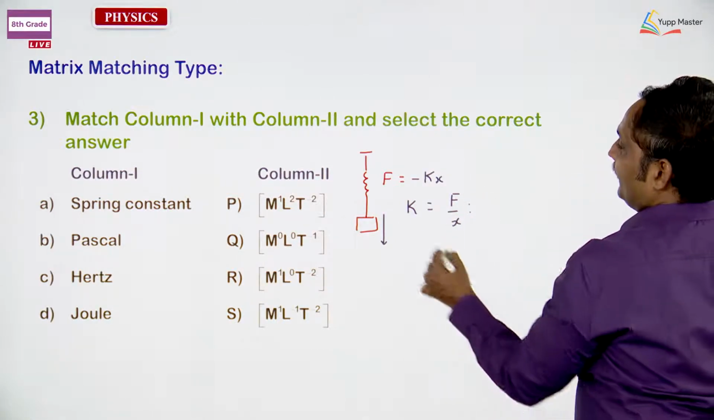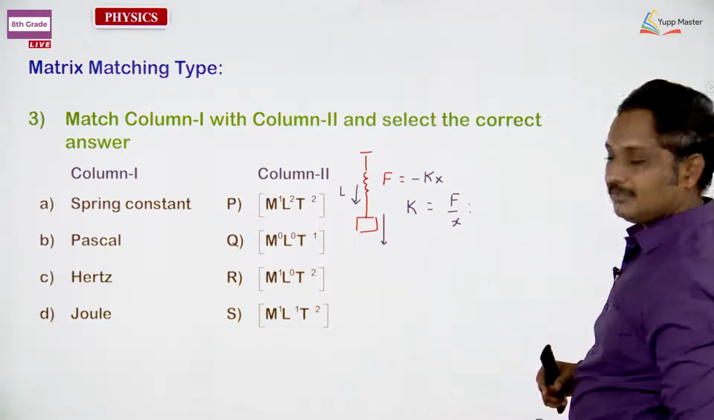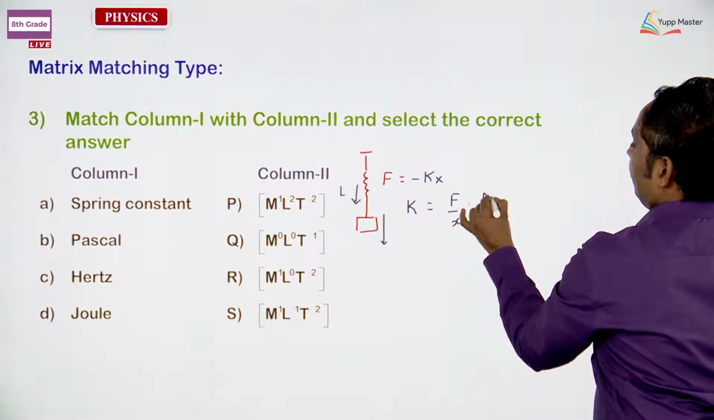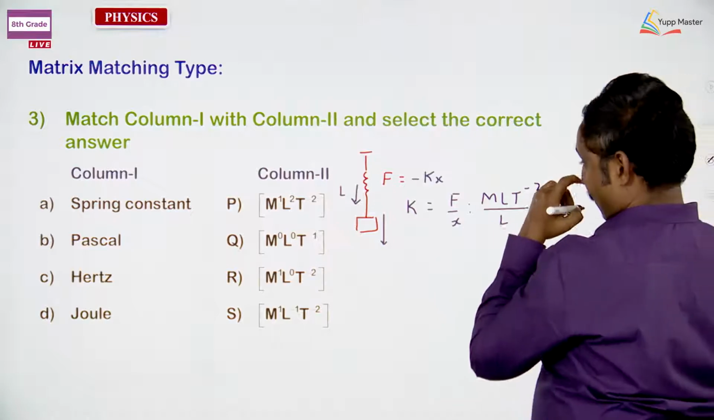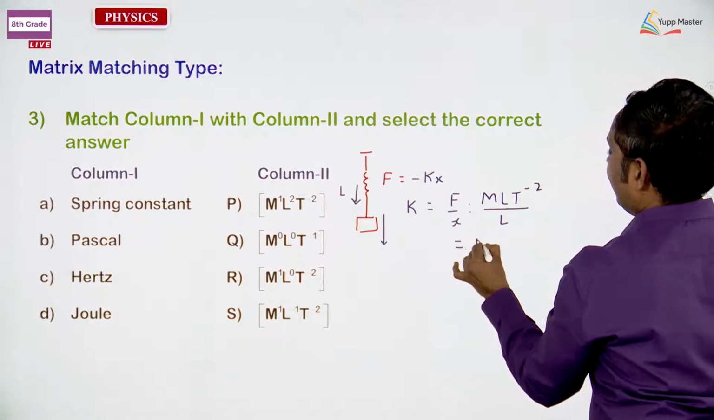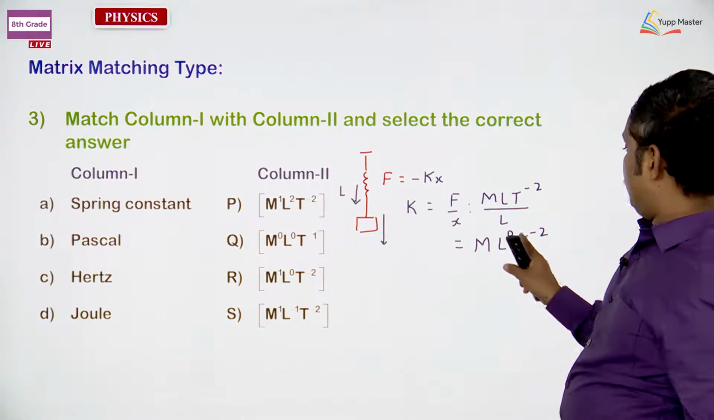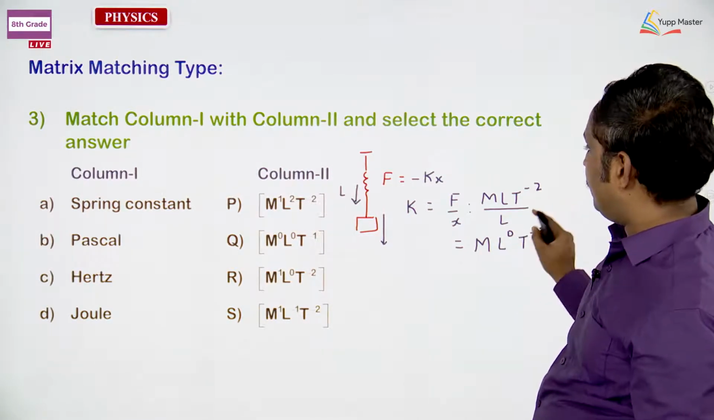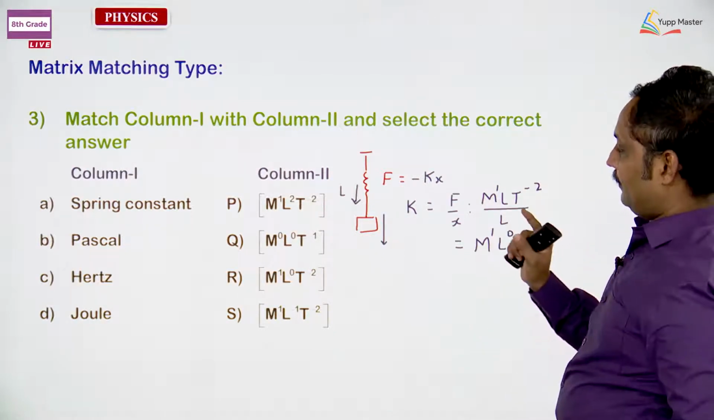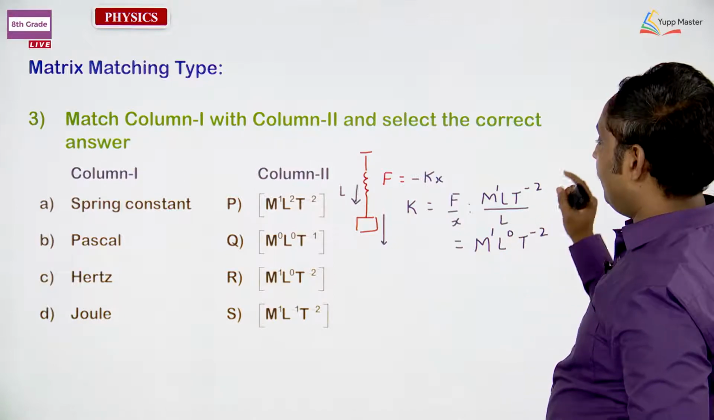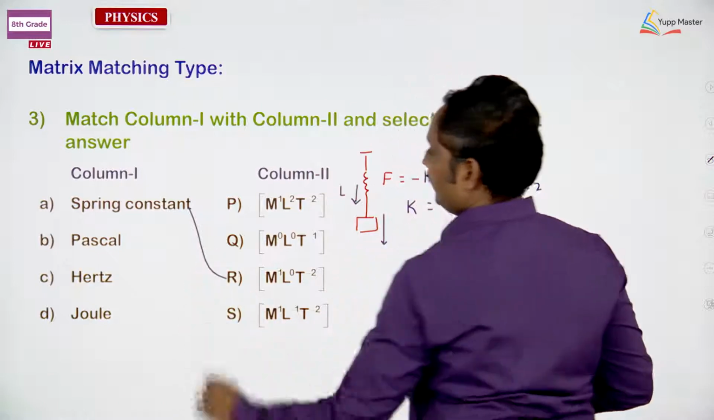So it is one case we are going to take. F, x, it is going to be represented with the L. Therefore, M L T minus 2 by L. Yes, you can take that M L power 0 T power minus 2. What we have obtained is M power 1, L power 0, T power minus 2. I hope this is very clear.